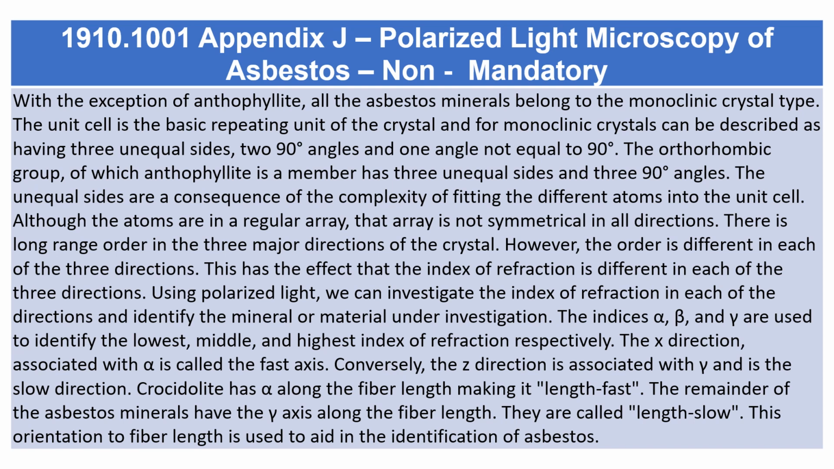Crocidolite has alpha along the fiber length, making it length-fast. The remainder of the asbestos minerals have the gamma axis along the fiber length. They are called length-slow. This orientation to fiber length is used to aid in the identification of asbestos.